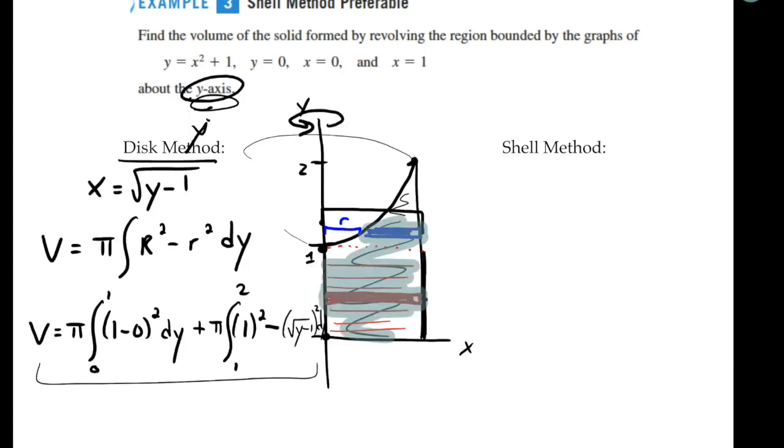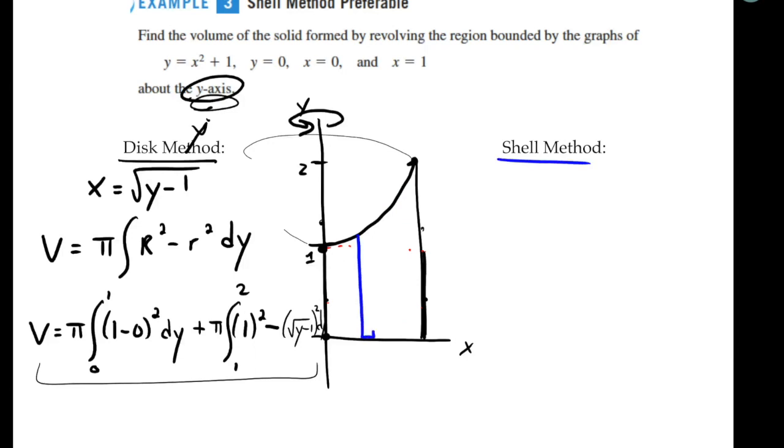On the other hand, the shell method, if I want this, shell method, I'm going around the x-axis of rotation. Remember, I want parallel.